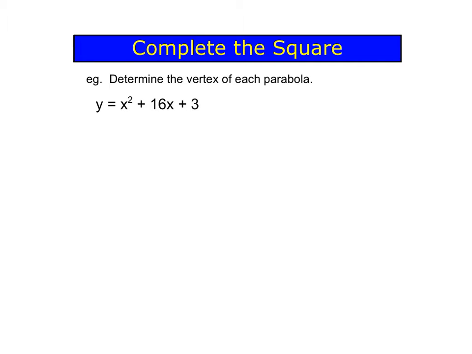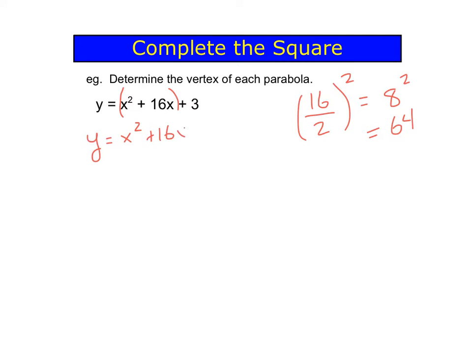Remember, bracket the two x terms. Now we need half of 16, which is 8, squared, 64. Y equals x squared plus 16x. Remember to add and subtract 64.